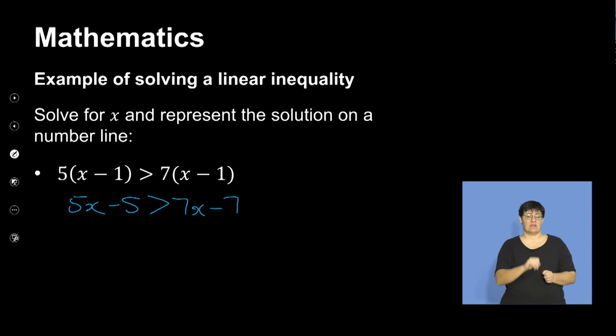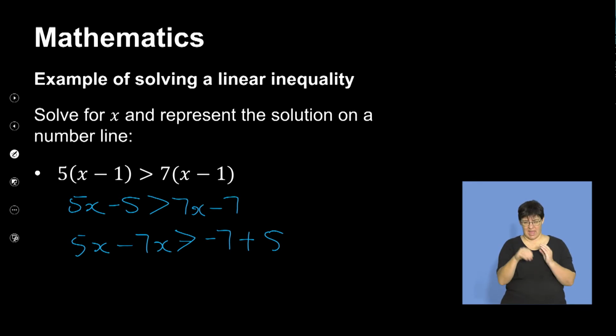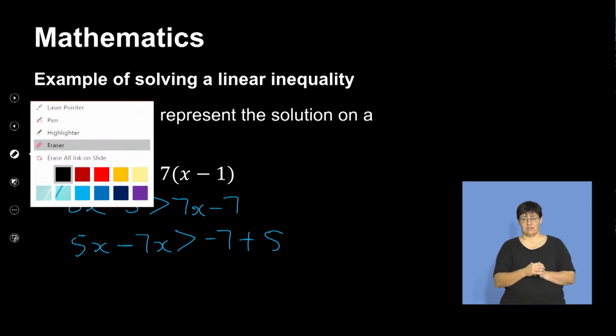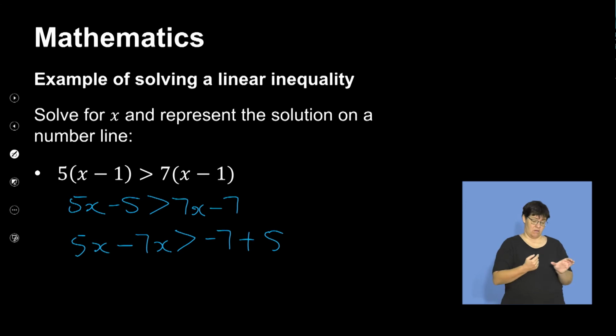And then I want to simplify this. It becomes 5x minus 7x greater than negative 7 plus the 5, right? Remember, you add the additive inverse on both sides in order to get x to be on its own, which will then give me negative 2x is greater than negative 2.